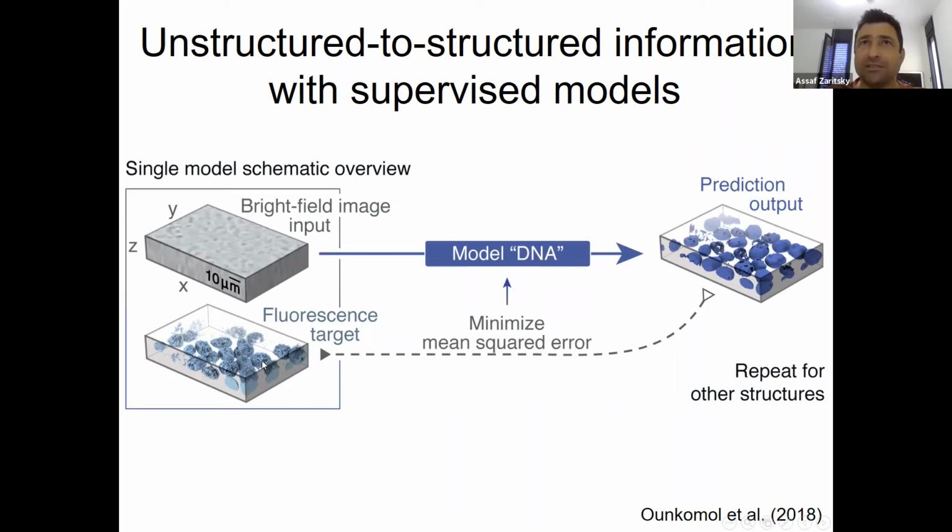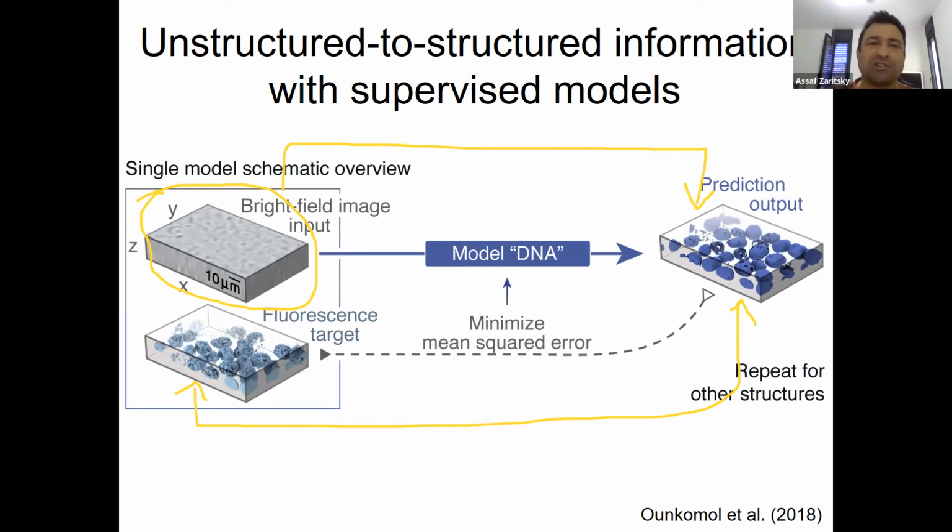So this is the input. Let me draw that. So this is the input. We learn a model to go from here to here. And the model is trained based on this ground truth. So the error is based on how well the reconstruction resembles the real image here. It's very similar to CARE, just the modality is different. It's not improving the resolution of an image, but it's predicting a different modality. It's predicting a different structure.